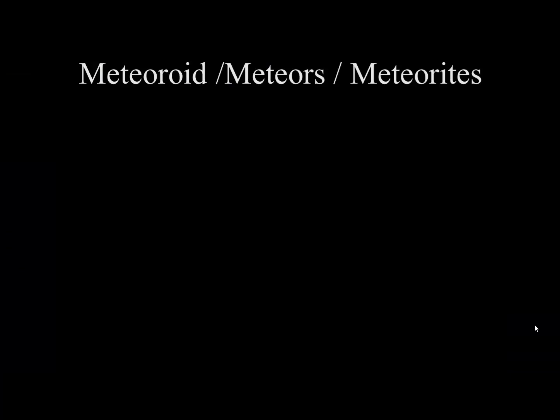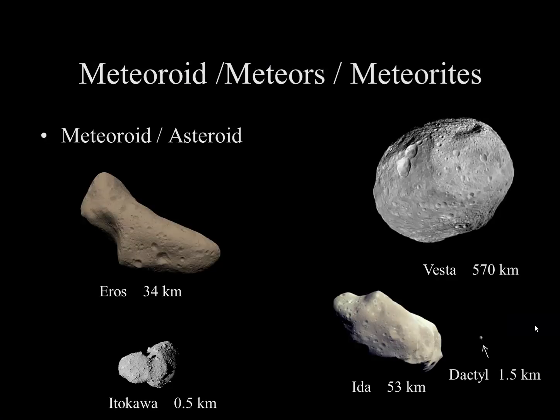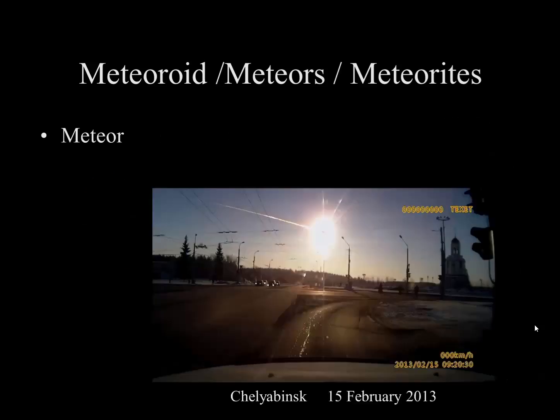Meteoroids, meteors, and meteorites. Here we see a selection of some of the well-known asteroids. Vesta, one of the larger asteroids, is 570 kilometers across. On the other hand, Itokawa on the lower left is only 500 meters across. Truly, there's not much of a difference between an asteroid and a meteoroid other than size. The smaller ones we refer to as meteoroids.